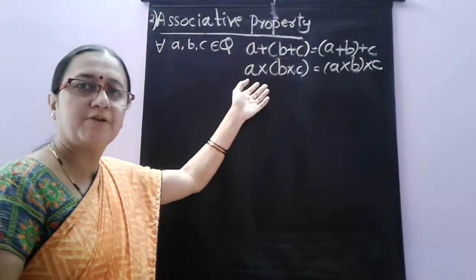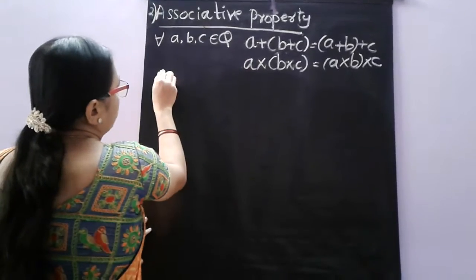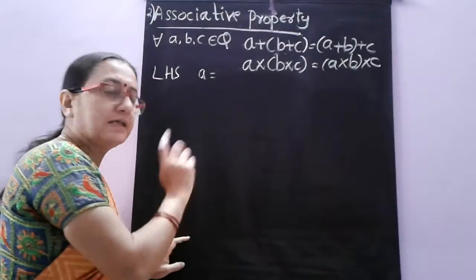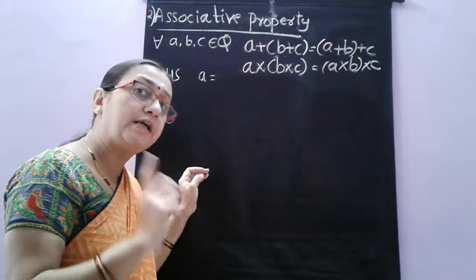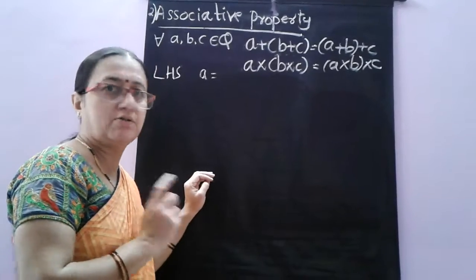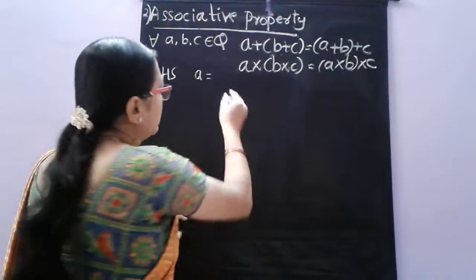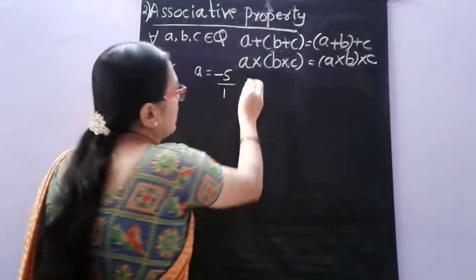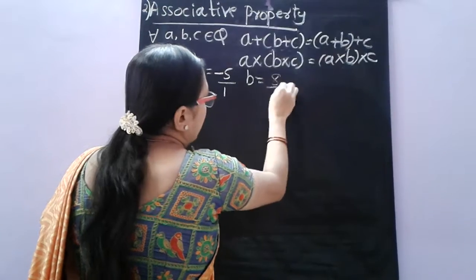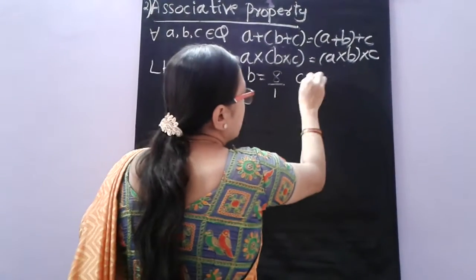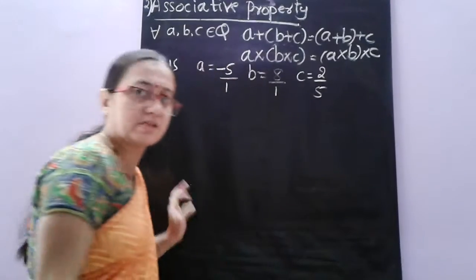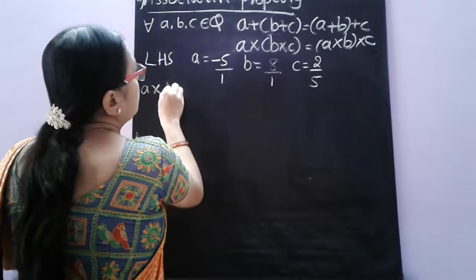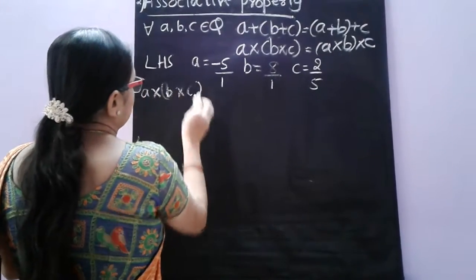Let us check one example for multiplication of associative property for multiplication. Let us take 3 values for A, B and C here. We can take even integers because integers are considered as rational numbers. So let us try one integer property only here. Okay. So minus 5, if I write, it will be minus 5 by 1. B equal to say 8 by 1. Yes. And C equal to say 2 by 5. These are all rational numbers only. Okay. Now (A into B) into C, LHS.